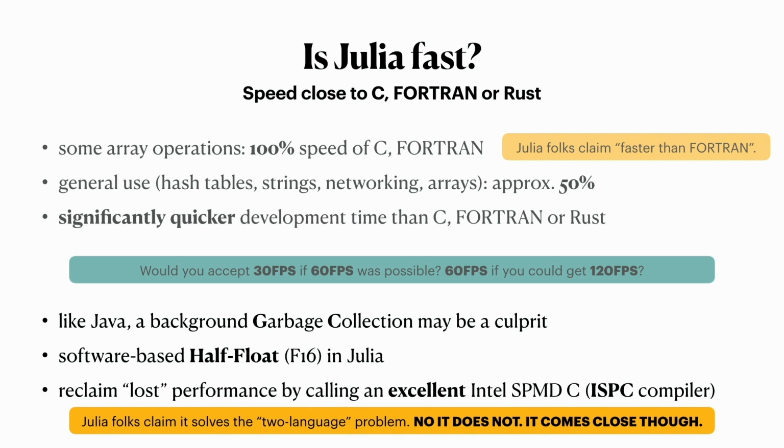Another thing that springs to mind is Julia's handling of half-float numbers. Julia does it always in software, or at least it used to. As you are aware, there are SIMD hardware instructions available on Intel and AMD CPUs. Julia can take full advantage of SIMD, but to get the most of the CPU, you still need to call an excellent Intel SPMD-C compiler, otherwise known as ISPC.